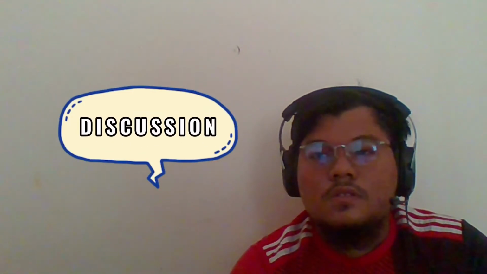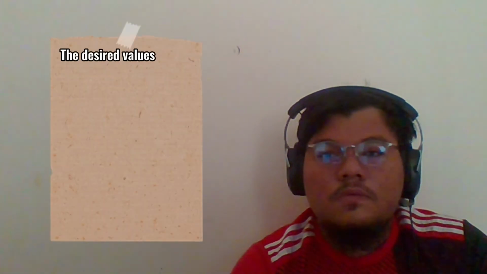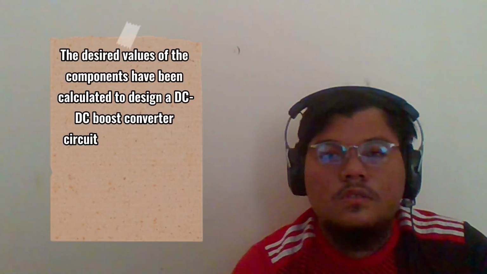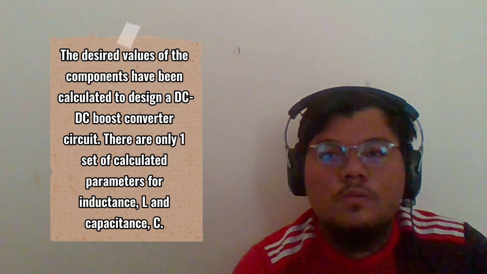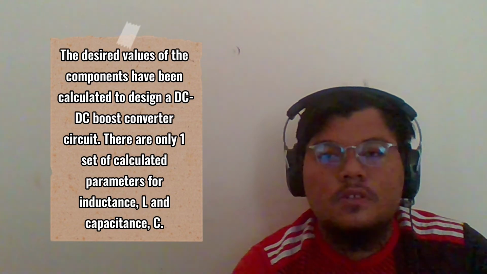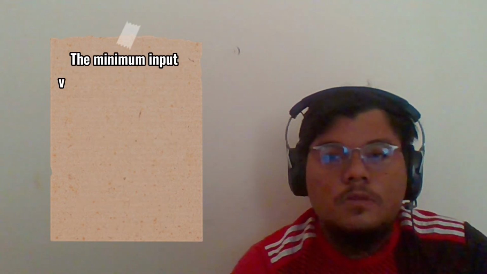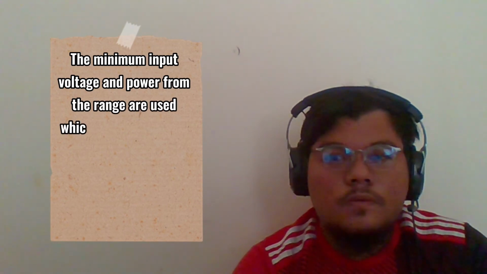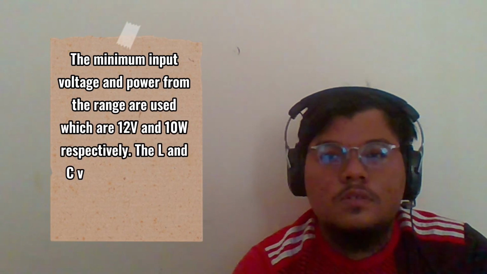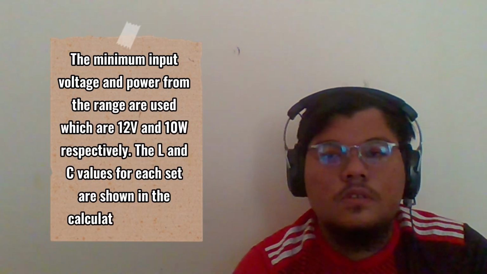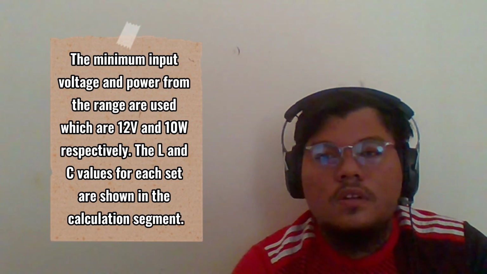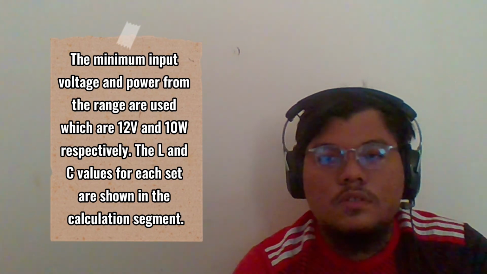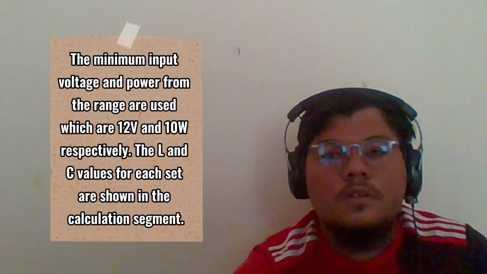For the discussion, the desired values of the components have been calculated to design a DC to DC boost converter circuit. There is only one set of calculated parameters for inductance, which is L, and capacitance, which is C. The minimum input voltage and power from the range is used, which are 12 volt and 10 watt respectively. The L and C values for each set are shown in the calculation segment.